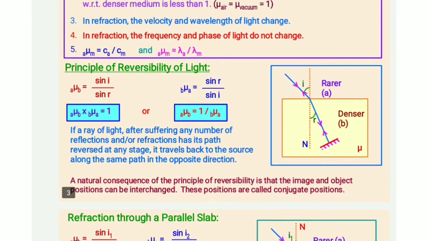If a ray of light, after suffering any number of reflections or refractions, has its path reversed at any stage, it travels back to the source along the same path in the opposite direction. That is called the reversibility. Here we have the refractive index of one medium with respect to another medium. So we have to find out what the reversibility will be.